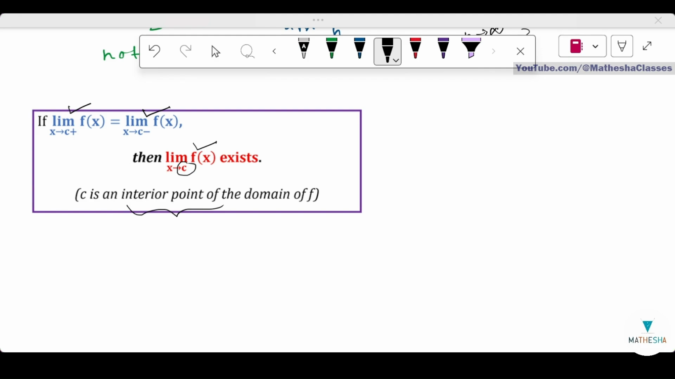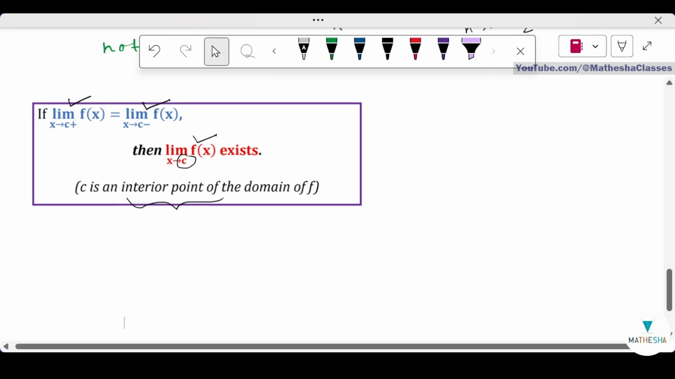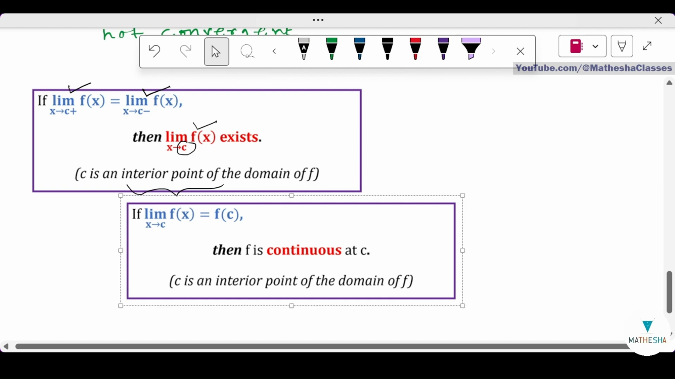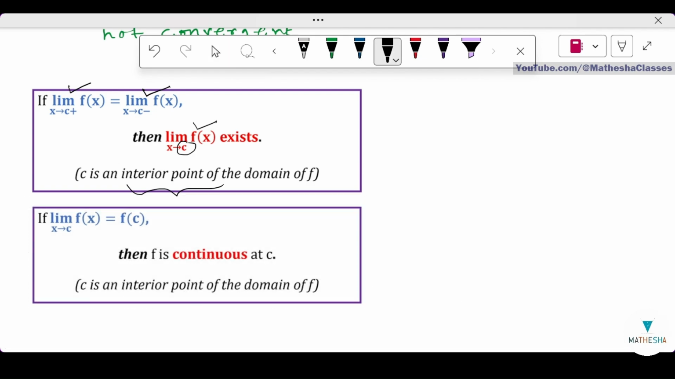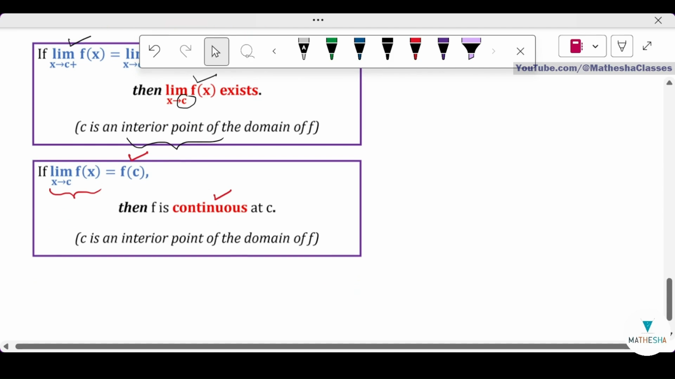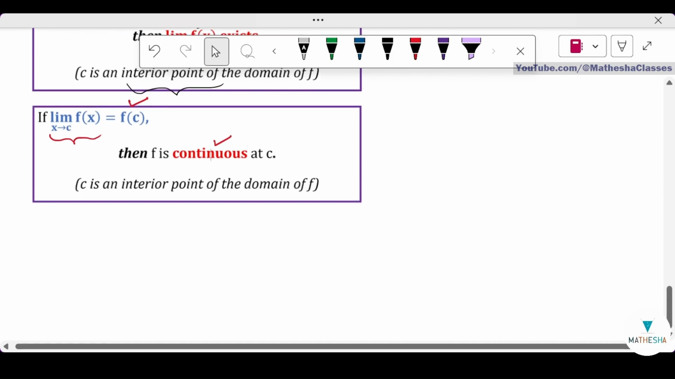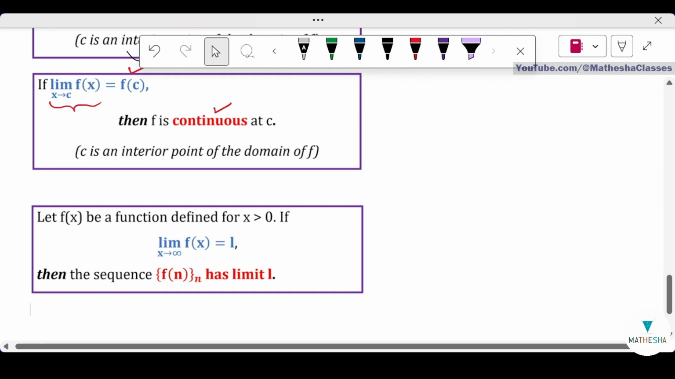And when value of the limit is equal to the value of the function at that point, अगर C में जो लिमिट है उसके साथ फंक्शन का वैल्यू इक्वल है at that point, then we'll call that to be continuous. The function will be said to be continuous at C. Now we'll discuss one result that will interconnect the idea of limit of a sequence and limit of a function.